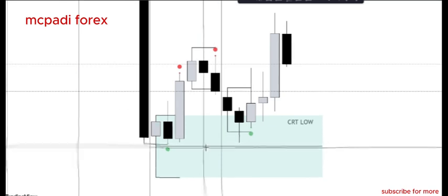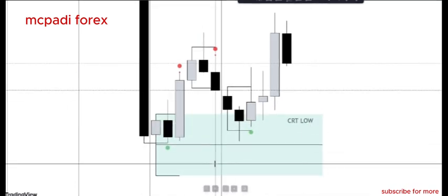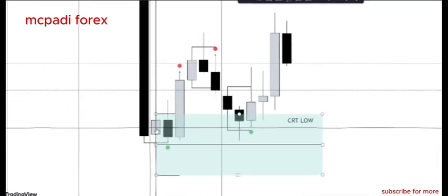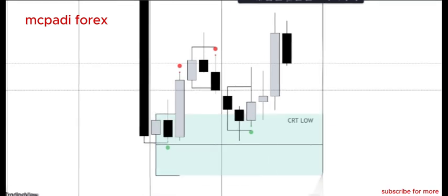So this is my key level, which is this order block. I'll make a video on why I choose this as my order block.